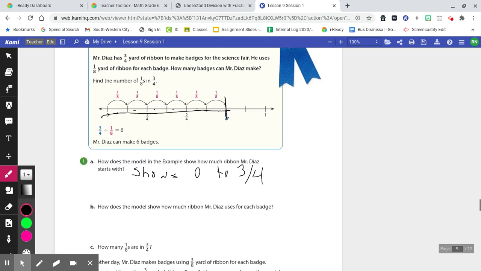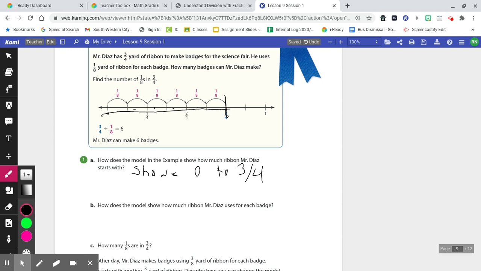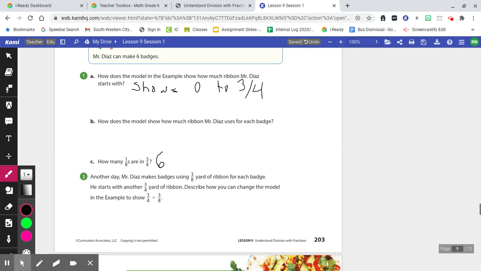How does the model show how much ribbon Mr. Diaz uses for the badge? How do you see that? It's labeled with the 1/8 tick marks. Each badge uses 1/8 yard of ribbon, and 1/8 is 1/2 of 1/4. So the number line shows each 1/4 part cut in half. So here's my 1/4. I know 1/8 is 1/2 of it, and that's how the model shows it. So how many 1/8s are in 3/4?